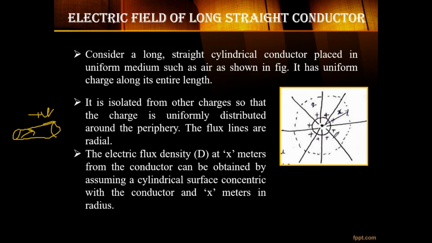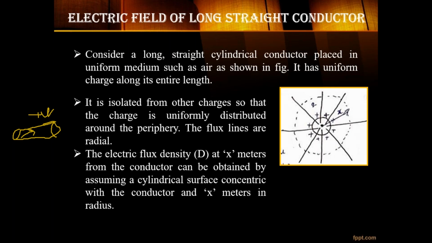It means that some neighbor conductors are also present with charges, right? So those charges I am neglecting here. The flux lines are radial to each other. Radial in the sense they are equal in distance. Now the electrical flux density D at x meters. Now we have to find the density of the electrical field from the origin of the conductor, that is the center point of the conductor, to some distance. Let's consider it is x meters.